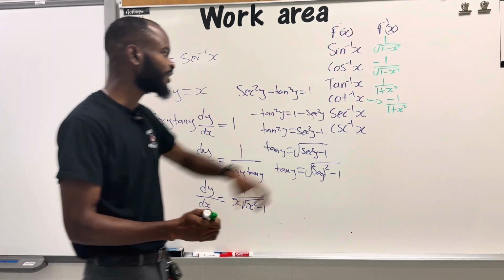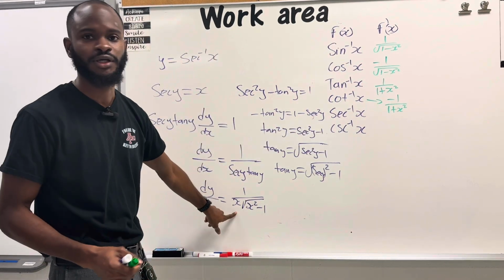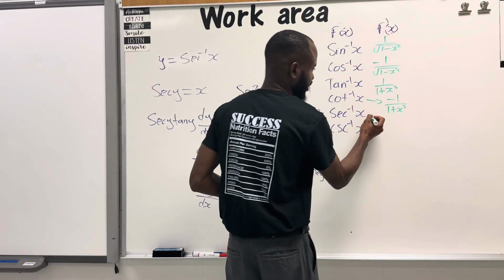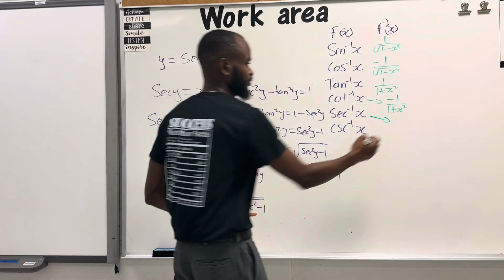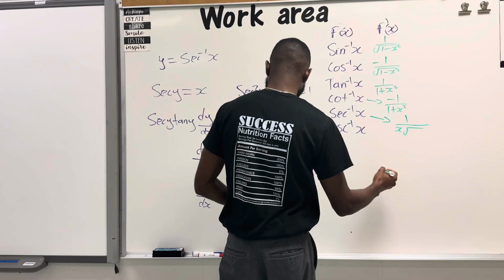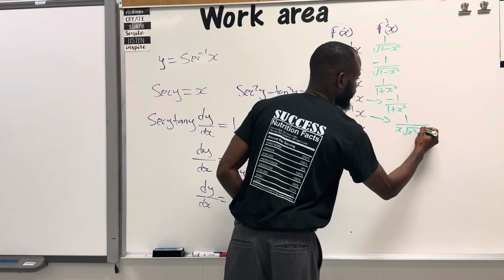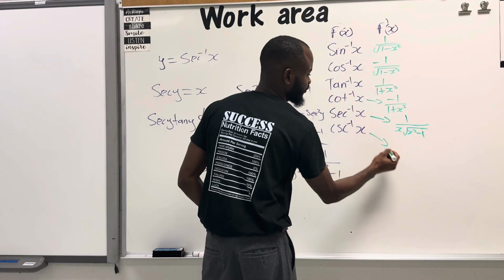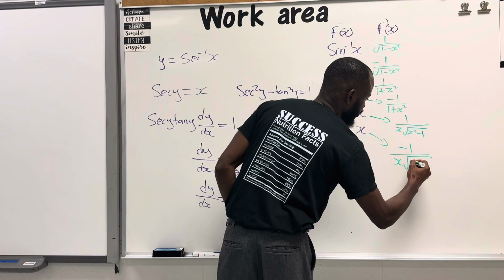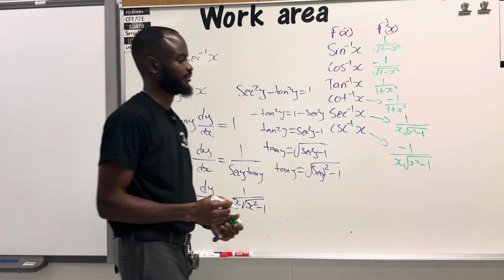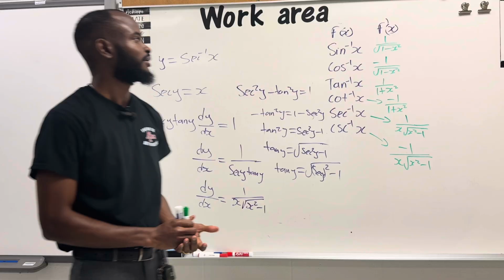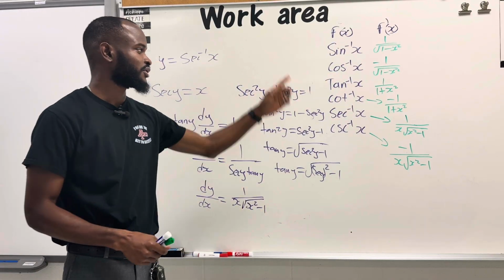Now, we know that the cosecant inverse is just going to be the negative of the secant inverse of x. So we're going to draw that arrow again down here. This one is equal to 1 over x and the square root of x squared minus 1. And then down here, this one is just going to be negative 1 over x times the square root of x squared minus 1. And this is all the derivative of the inverse trigonometric functions.